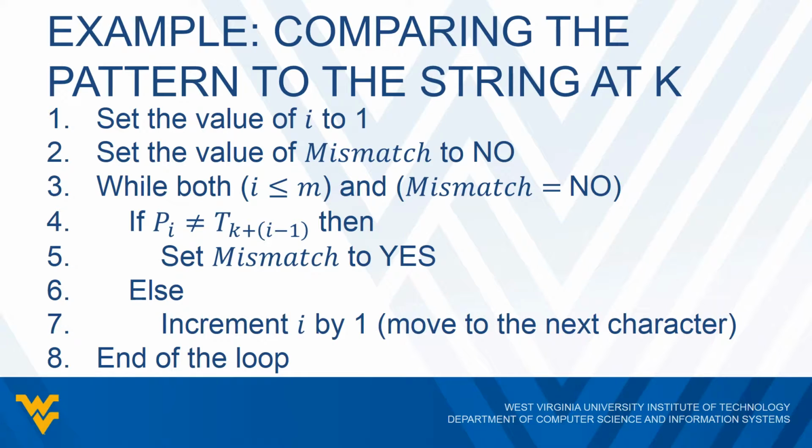Now, if the condition is false, so if they do match, then we're going to go to step 7 and increment i by 1, which allows us to go to the next character and compare them. Then we would go back to our while loop and check: are we at the end of the pattern? If not, do we have a mismatch? If not yet, then we're going to repeat steps 4 through 7 to check the next character in our pattern with the next character in the text, and we just keep repeating this until we get out of the loop.